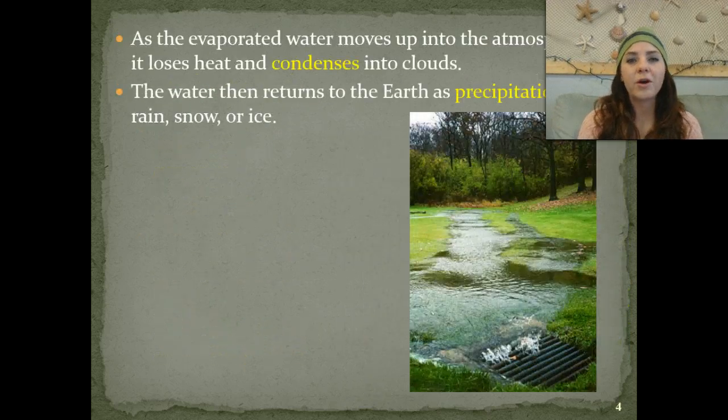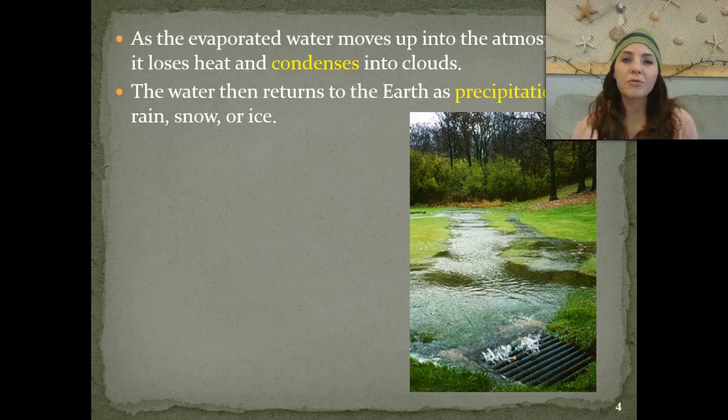As the evaporated water moves up into the atmosphere, it loses heat and condenses into clouds. Once it has condensed into cloud, we get precipitation. Precipitation occurs in the form of rain, snow, sleet, ice, hail, all of that good stuff raining down from above.